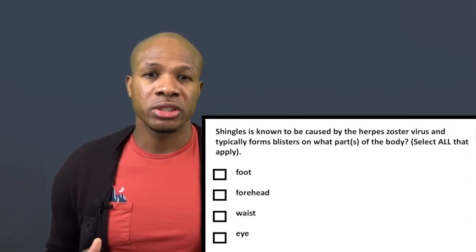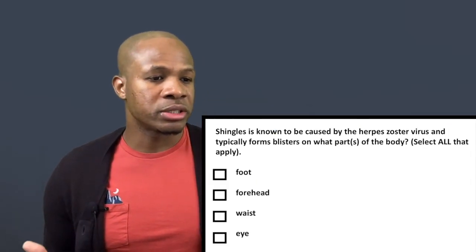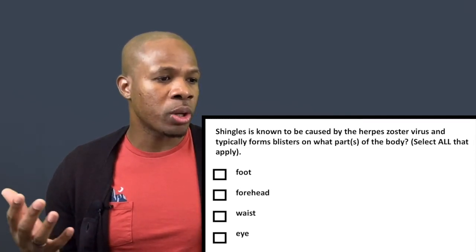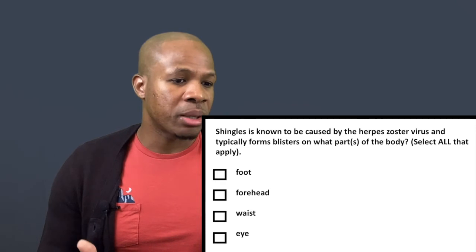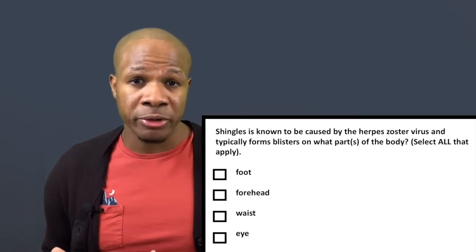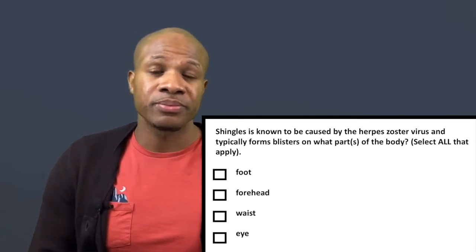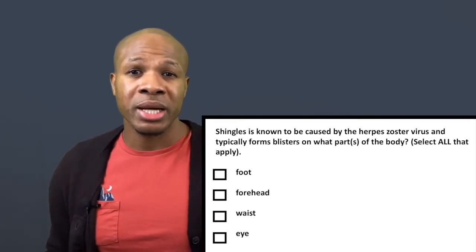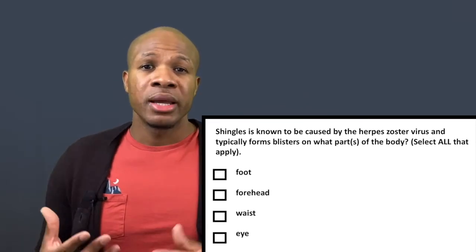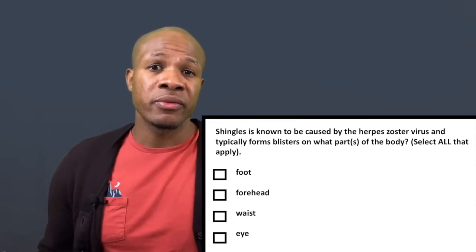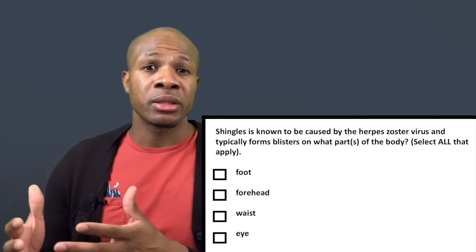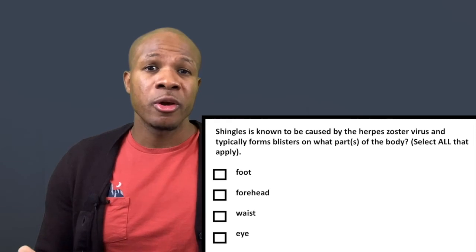Question number three says, shingles is known to be caused by the herpes zoster virus and typically forms blisters on what parts of the body? Select all that apply. What you need to know about shingles is that it is a reinfection of the chickenpox virus, right? Which is the varicella virus. So for most people, when they got chickenpox as a kid, that varicella virus remained dormant in their spinal cord. And as they get older, for some reason, the varicella virus can then leave the nerves and reinfect the patient. And now we're being asked to pick the parts of the body that can be impacted by shingles.